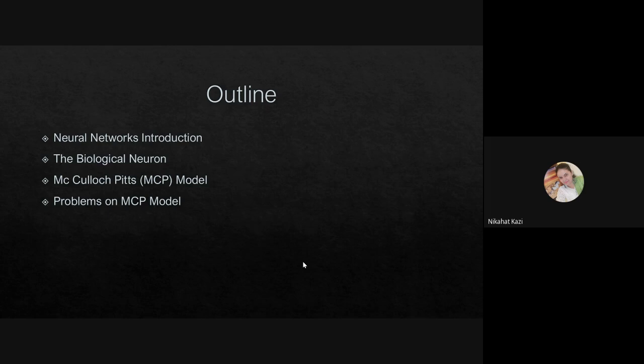So we'll begin with the introduction and the biological neuron. We have already seen the biological neuron earlier, so this will be a sort of a revision for us. Then we'll be moving on to the very first neuron model, that is the McCulloch-Pitts model, and we'll be solving some problems on the same.